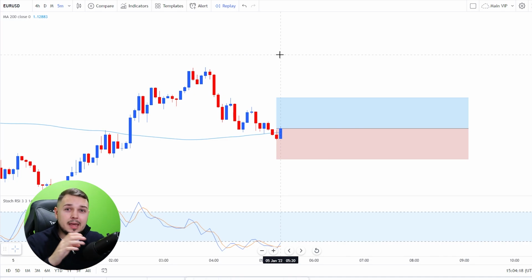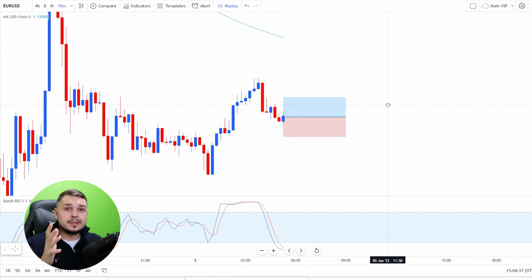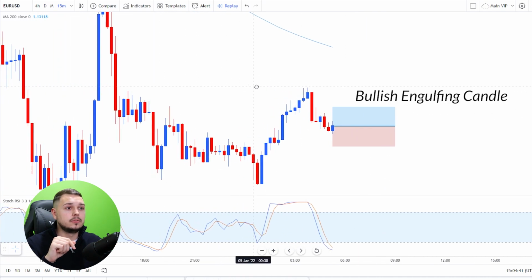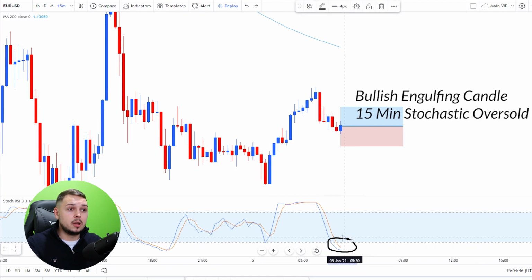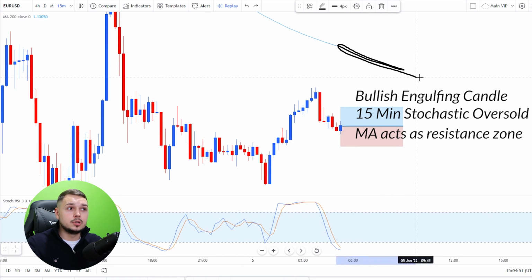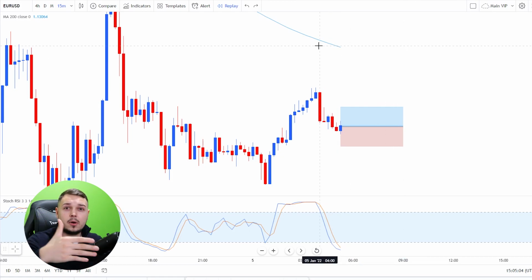Now, what's important and how do you know where to actually place your take profit and stop loss levels? Go inside the 15-minute time frame and see what's going on. So currently we have on the 15-minute time frame as well a bullish engulfing candlestick. We also see the Stochastic RSI being oversold, and we are seeing that the 200 moving average is around this area zone. This should be your aiming direction of a resistance, right? Because the moving average or higher time frame moving average will act as a resistance zone.